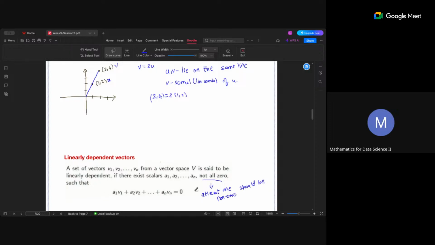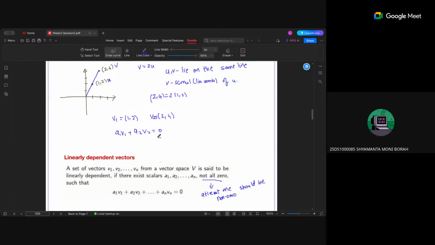such that this equation is satisfied. Now we have two vectors. Let us say v1 is 1 comma 2 and v2 is 2 comma 4. Now a1 v1 plus a2 v2 is equal to 0. Can we find a1, a2 not all 0? All 0 is one possibility, but we are not going to consider that. I want to check whether we can find non-zero values for a1 and a2 to satisfy this equation.